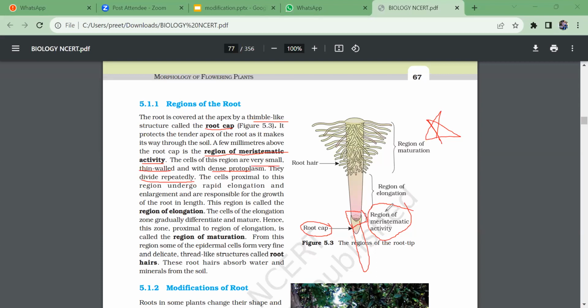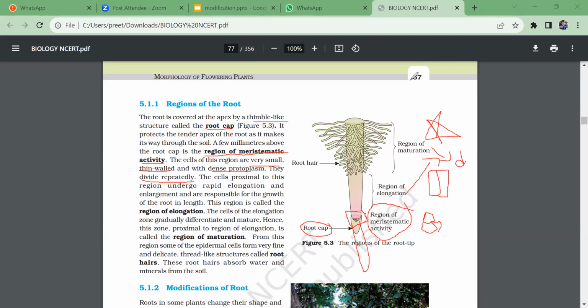The cells proximal to this region undergo rapid elongation. Above the meristematic region these cells are there, no? Meristematic cells are very small like this. Very small cells you have. But the cells in the next region, above the meristematic cells, are long, and they do not divide. These two regions do not divide.